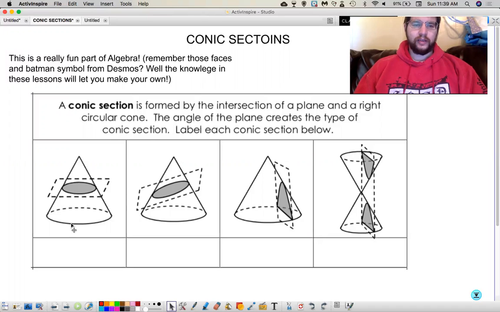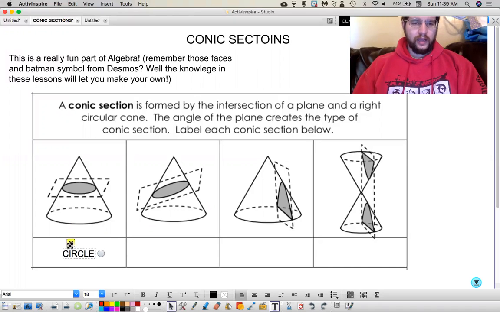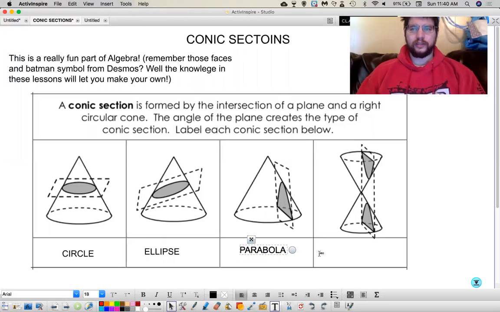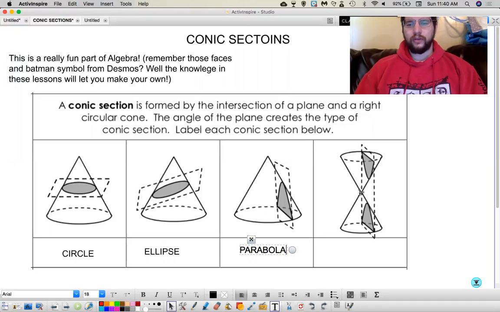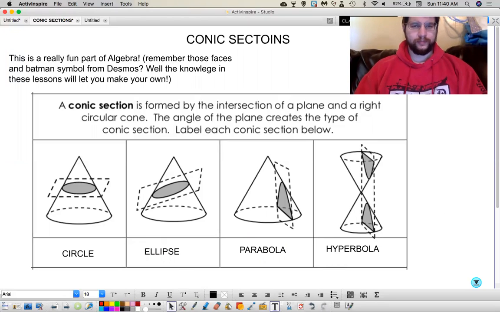If we slice it with a parallel plane, that creates a circle for us. And if we go at an angle, that's whenever we create an ellipse. Now, if it's not quite perpendicular to the base, that's going to be a parabola. We talk about those quite a bit. That's your quadratic equations. Now, if you have two cones joined at the apex and it is perpendicular, that creates what we call a hyperbola. Not to be confused with a hyperbole from English.